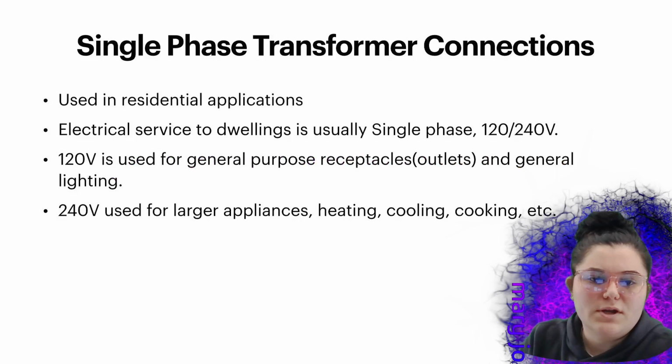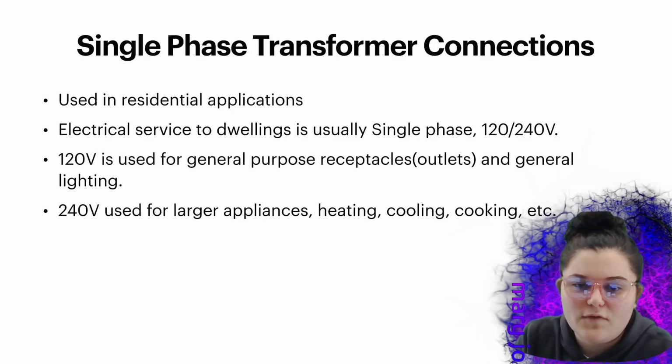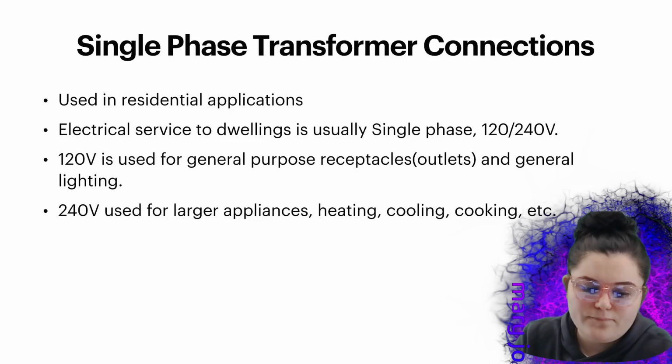Single-phase transformer connections used in residential applications. Electrical service to dwellings is usually single-phase, 120 to 240 volt. 120 volt is used for general purpose receptacles, outlets, and general lighting. 240 is going to be used for your larger appliances, heating, cooling, cooking, dryers, washers, etc.